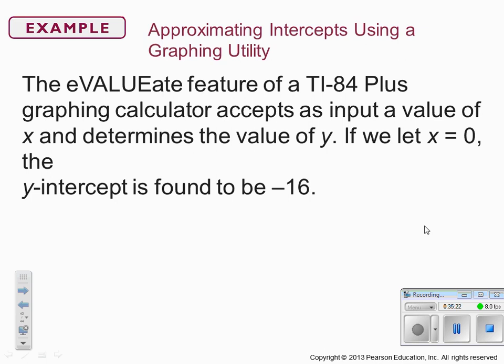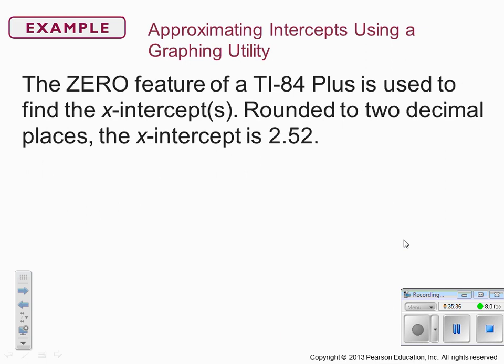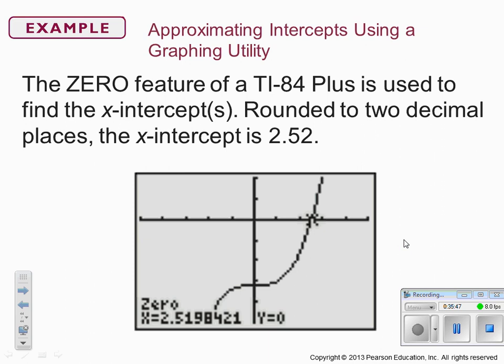if you type in 0, we can find that x equals 0, y equals negative 16, and we have one more intercept to find. We can use the 0 feature to find the x-intercept, rounded to two decimal places. So if you go to calculate again, grab 0, arrow to the left of where we cross the x-axis, hit enter, arrow to the right of where we cross the x-axis, hit enter, and it'll tell you that it's 2.52. So go ahead and take a moment and do that on your graphing calculator.